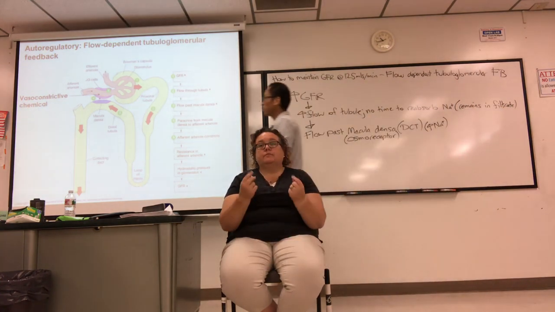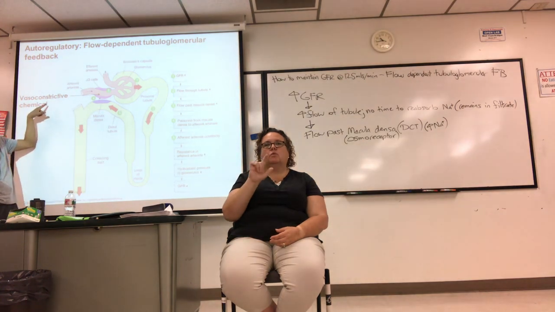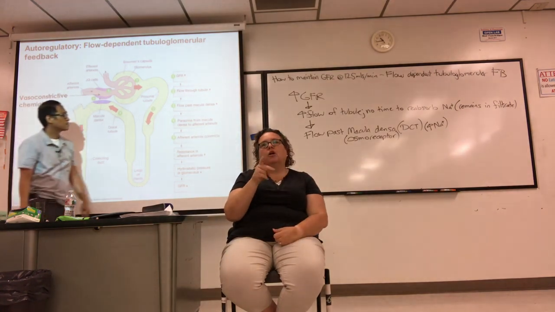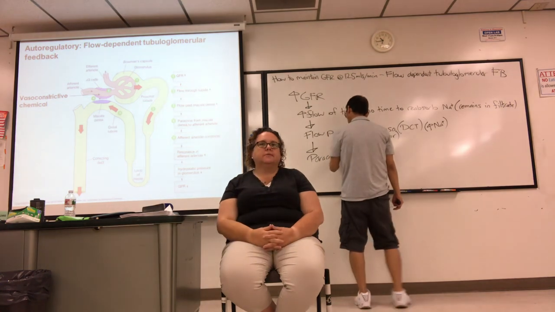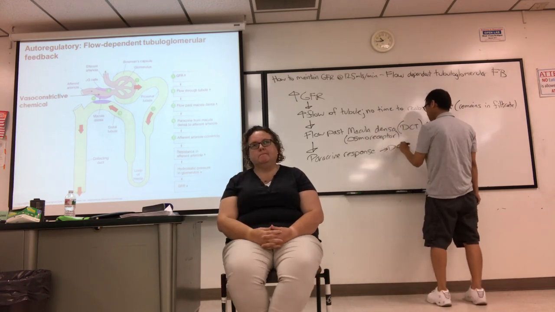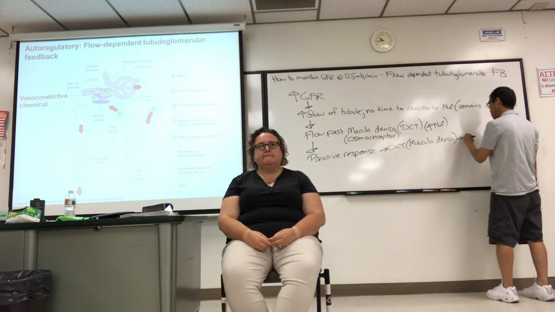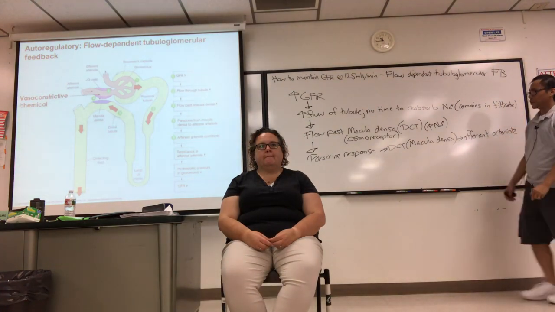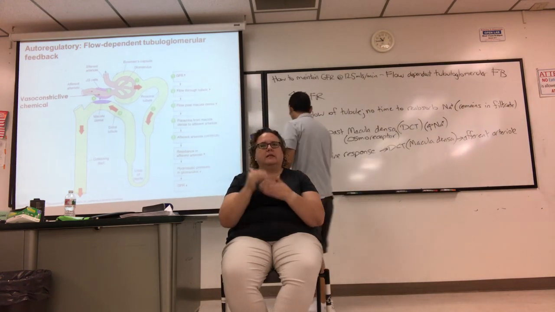So what's it going to do? There's a functional reason why it's always flowing by the Bowman's capsule, because that's where the vascular pole is. It secretes a vasoconstrictive chemical on the afferent arteriole, because they're really close to each other. It's a paracrine response. That's what it says for number four. The paracrine response goes from the DCT, macula densa, to the afferent arteriole. You're secreting something that's going to make the afferent arteriole vasoconstrict. So that's the next step. Number five, afferent arteriole.